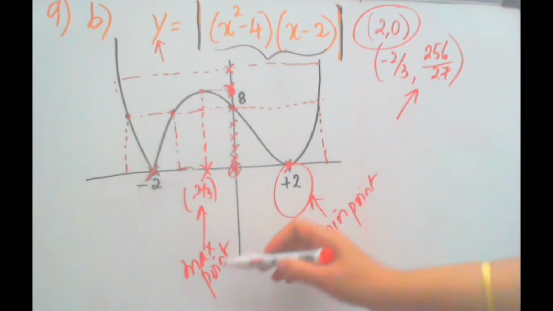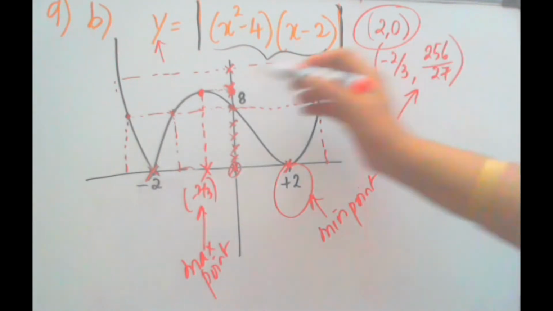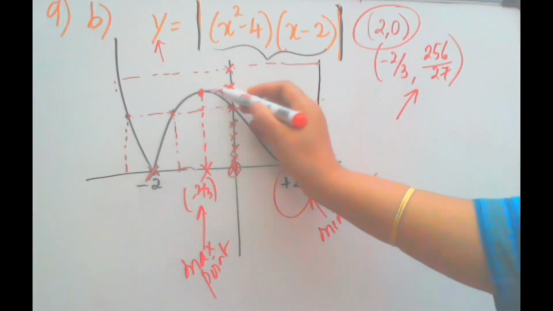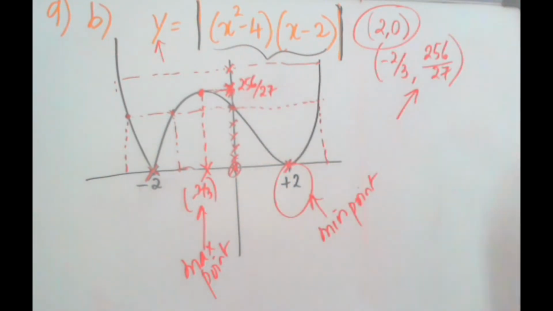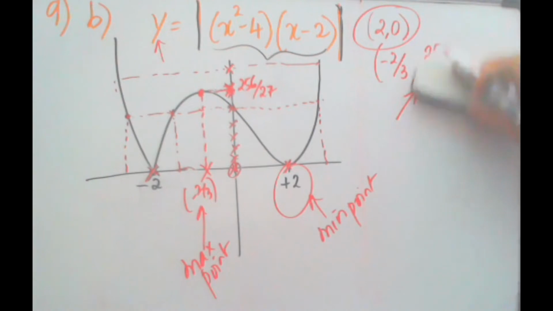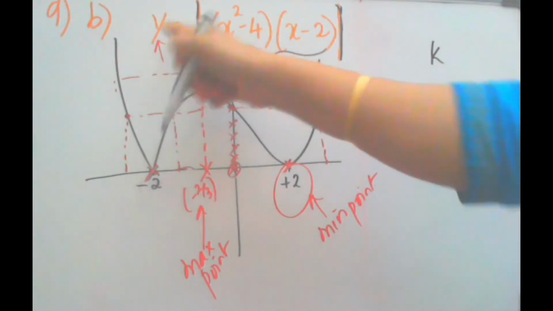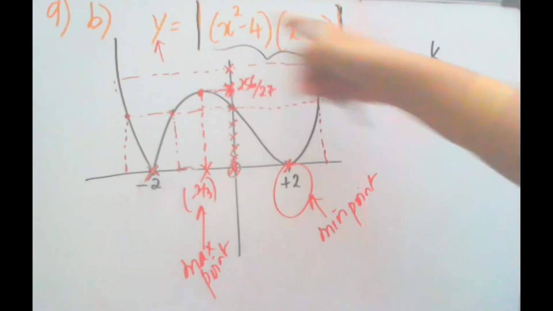Okay, and for the max point, the corresponding y value was 256 over 27. So this value here, this value exactly is 256 over 27. Alright, so now we have all the data ready to set the value of k. So what should be my k value? In other words, what should be my y value, so that there are 4 different x values.